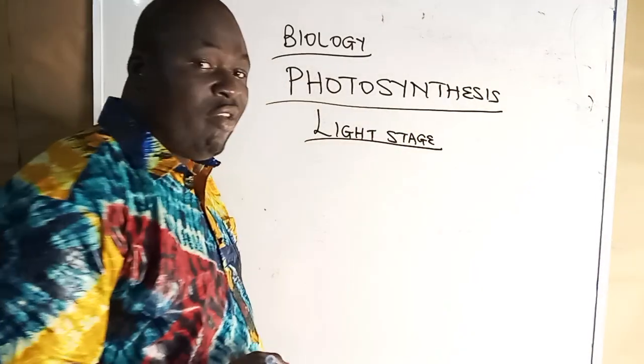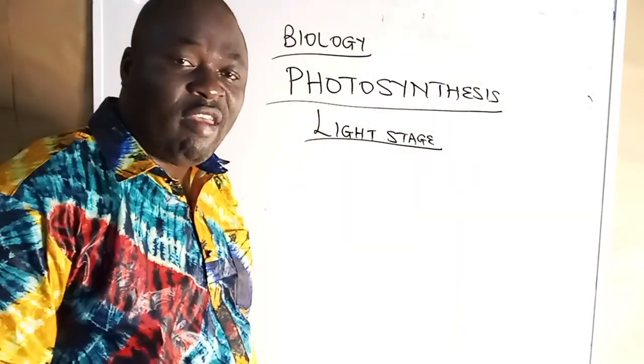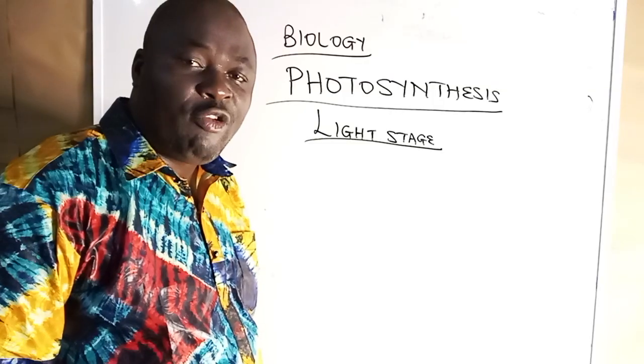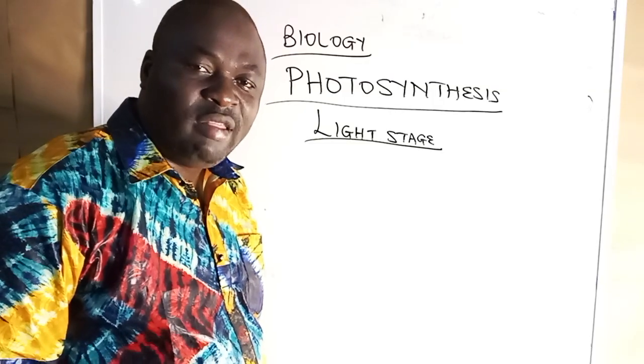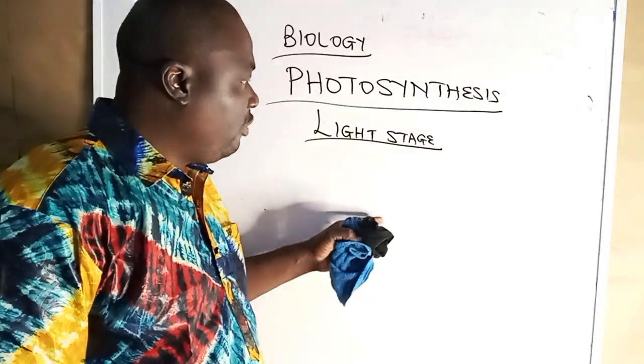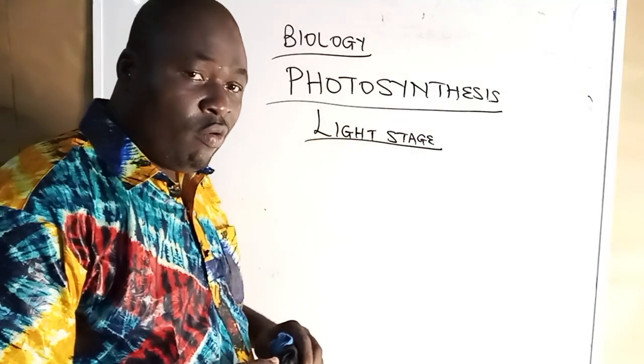There are two main stages of photosynthesis. Number one, the light stage, and the dark stage. This can also be called the light reaction and the dark reaction. But before I proceed, I would like to define what photosynthesis means.